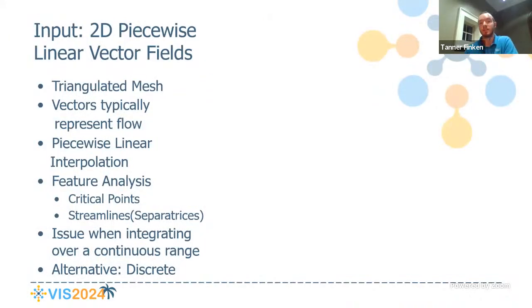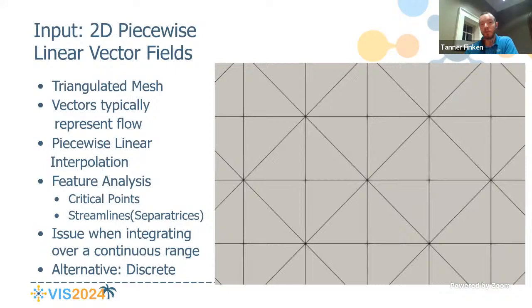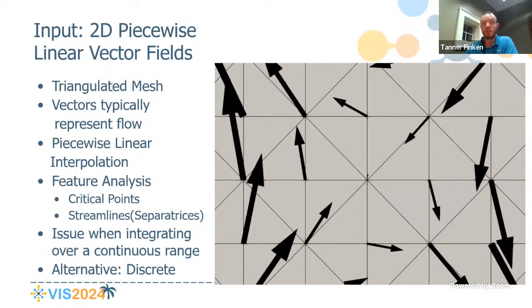Now, to get into the details. I'm first going to describe what the input looks like and why we would like to change representations. The input is going to be a 2D triangulated mesh where the vectors are defined on every vertex. The vectors typically represent flow and have been used in many domains like physics, biology, and chemistry. To determine flow throughout the space, we use piecewise linear interpolation.